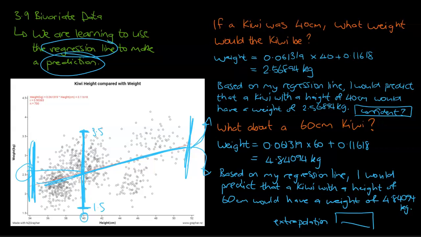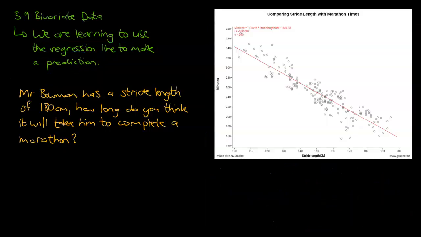So our next question: we did some Kiwi stuff, let's do one quick question on our marathon data. And this one's real. I actually got a tape measure and stepped out my stride length. Because I'm quite tall and lanky, my stride length was 180 centimeters long. So Mr. Bowman has a stride length of 180 centimeters. How long do you think it would take for him to complete a marathon? We're going to pull out our equation, take out stride length, and put in the number we've got, 180.